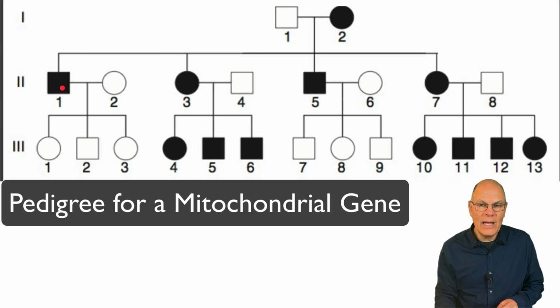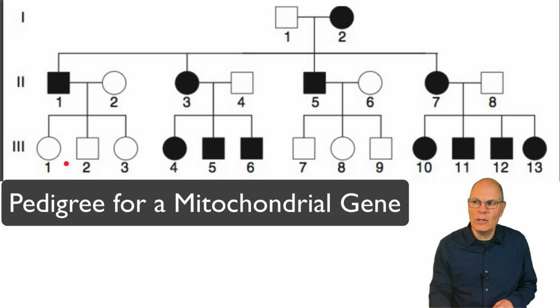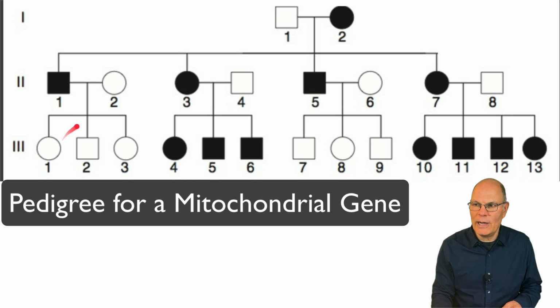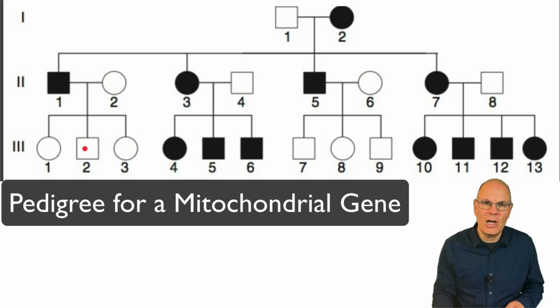But the male who inherits the mitochondrial gene doesn't pass it on to any of his offspring. The male is essentially a mitochondrial dead end, if we're talking about mitochondria, where the female passes on her mitochondria to all of her offspring.